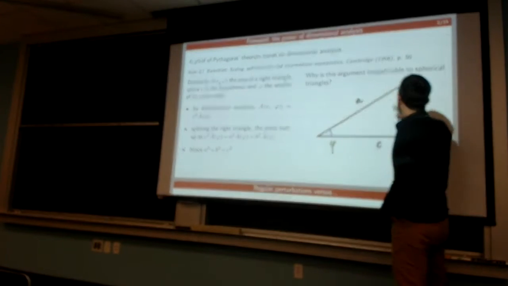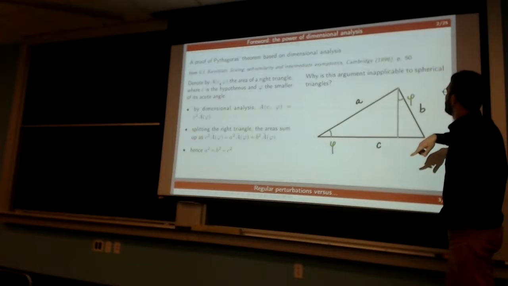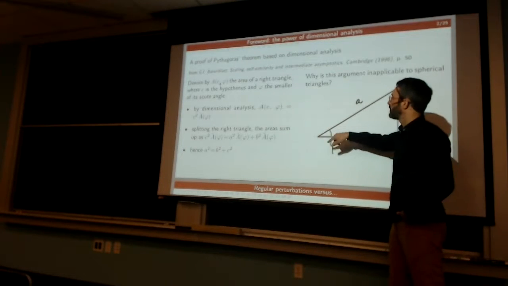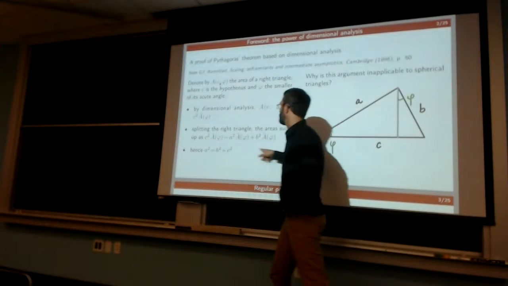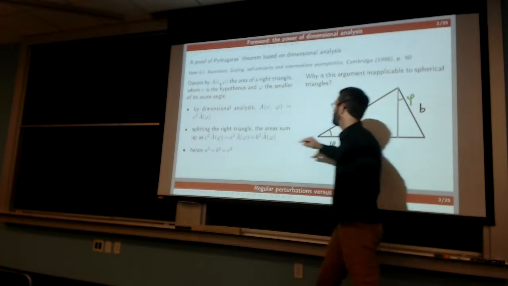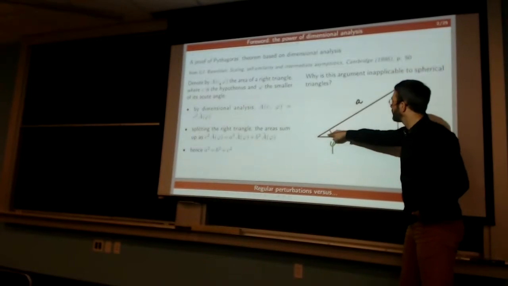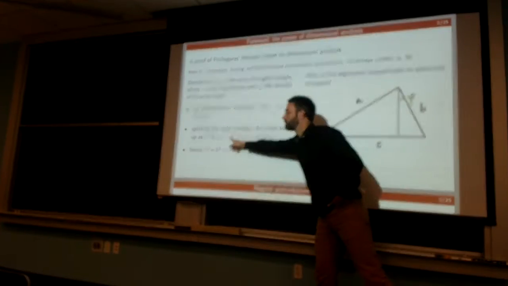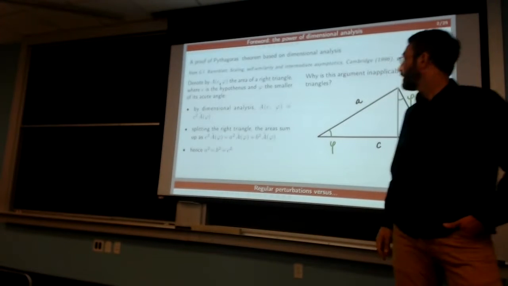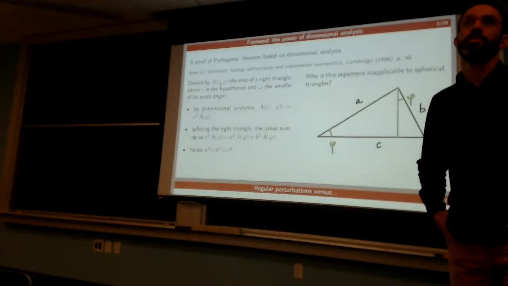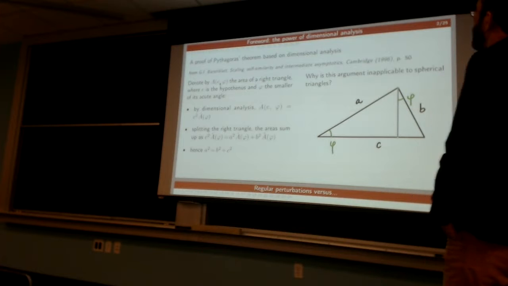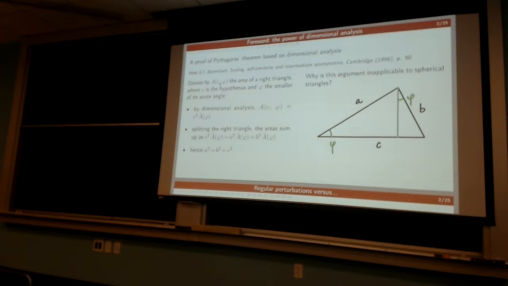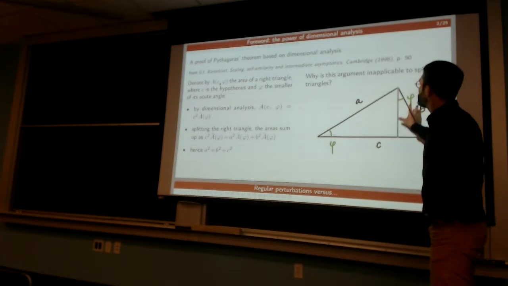Then if you split the triangle into two subtriangles and notice that you have the same angles here, you can write the sum of areas as this thing, given that this would be the area of that new triangle here that has A as a hypotenuse. Okay, it's pretty obvious. And then you just have to factor out A, and you have Pythagoras theorem, right? So the key argument here is that the triangles are similar.